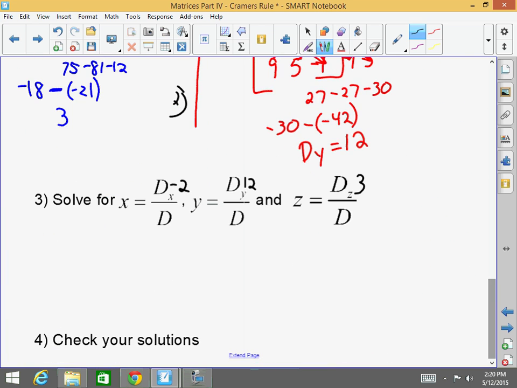Okay, so I have x equals negative 2/33. Is it negative 33 or 33? Okay, so x equals 2/33. Y equals negative 12/33. And z equals negative 1/11.